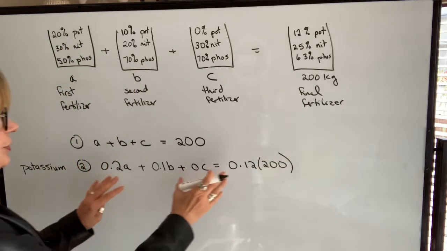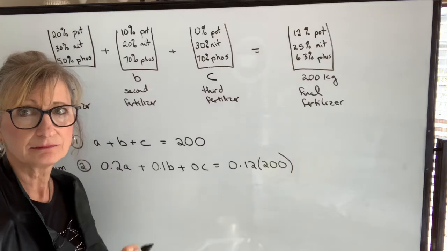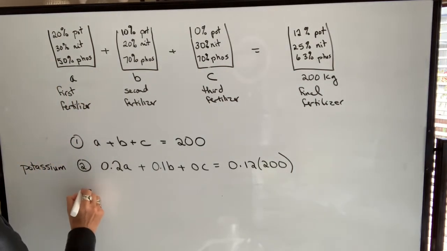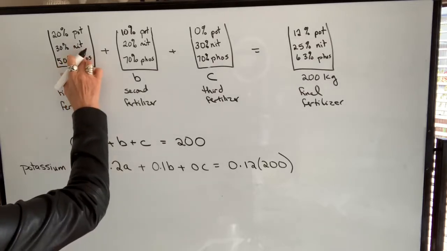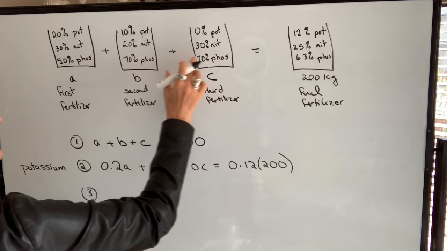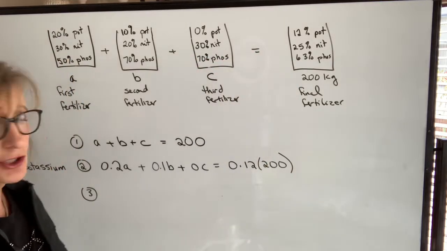That's our second equation, and we're going to clean this up and make it a little nicer. My third equation, now I can make an equation about the amount of nitrogen or the amount of phosphorus. I'll choose nitrogen.